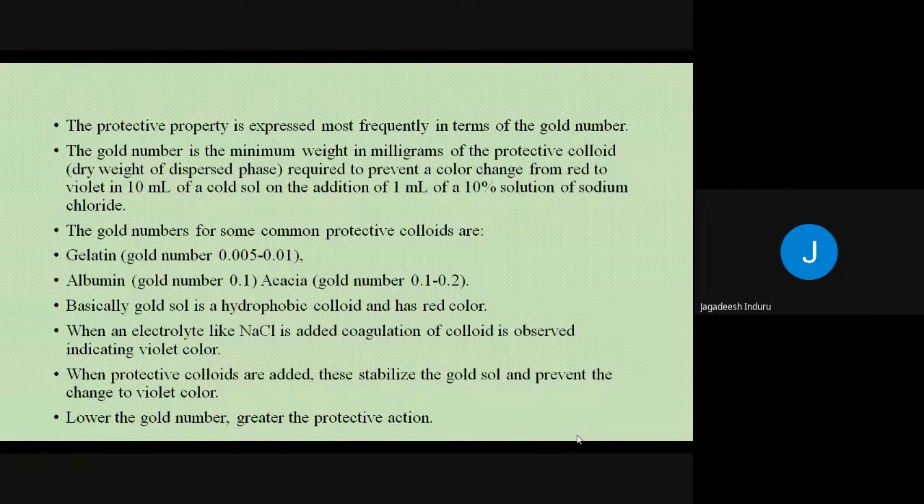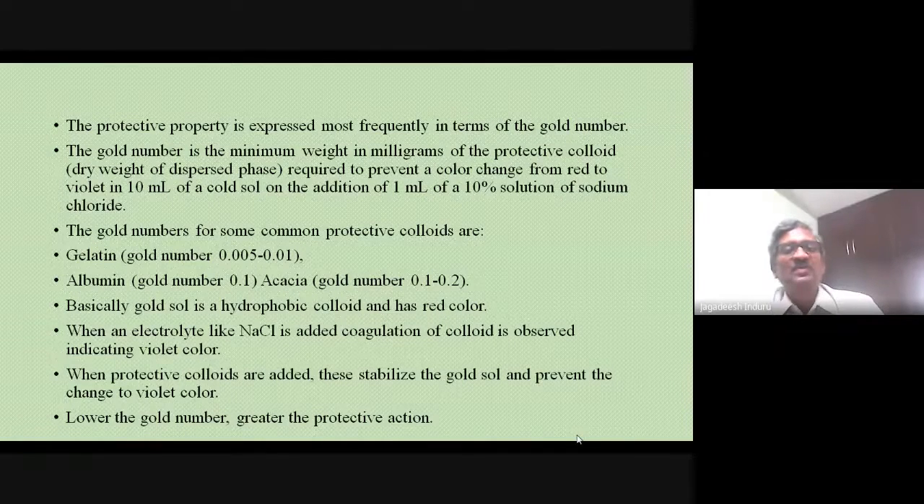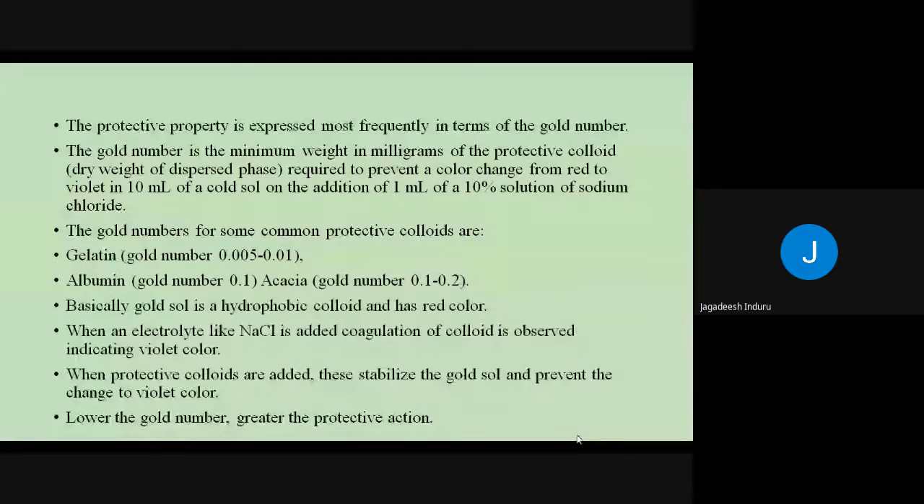It means how little concentration I can add in such a way that the red color of the gold solution is maintained as such, without converting into violet to the naked eye. So I need to repeat this with different hydrophilic colloids like gelatin, albumin, and acacia. These are all added in small mg quantities, and we see which has a better protective action. When the protective colloids are added, they stabilize the gold solution and prevent the change to violet color. Lower the gold number, greater the protective action.